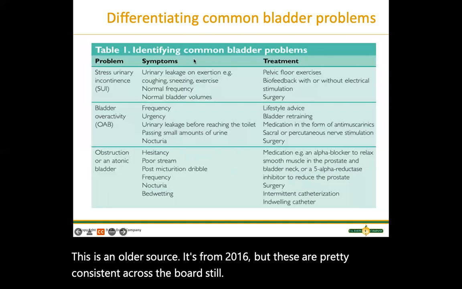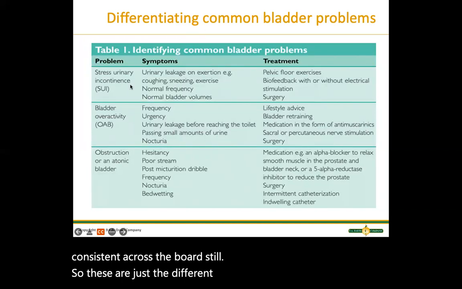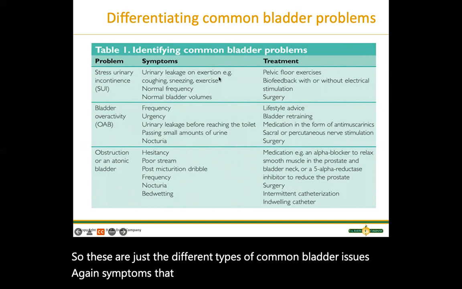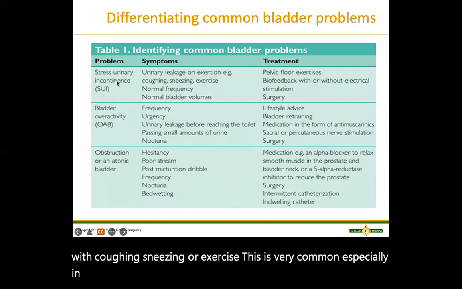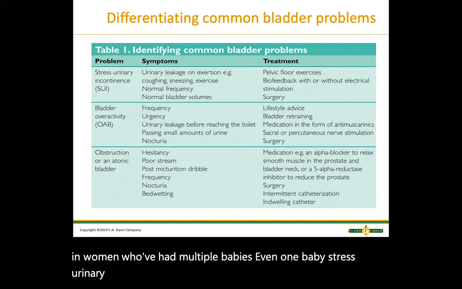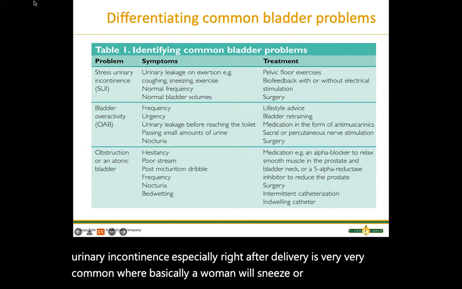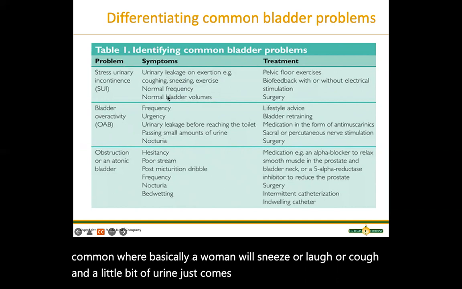So these are just the different types of common bladder issues. Again, symptoms that you would be looking for: urinary leakage with coughing, sneezing, or exercise. This is very common, especially in women who've had multiple babies, even one baby. Stress urinary incontinence, especially right after delivery, is very, very common, where basically a woman will sneeze or laugh or cough and a little bit of urine just comes out. So they do end up wearing maxi pads to help handle that.